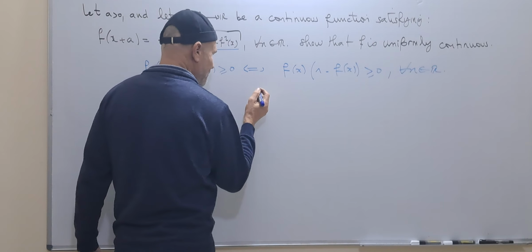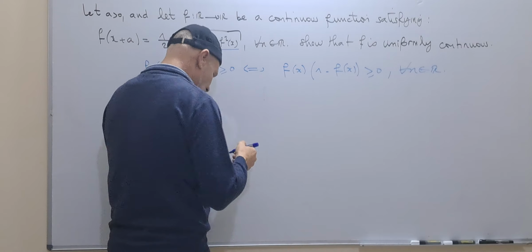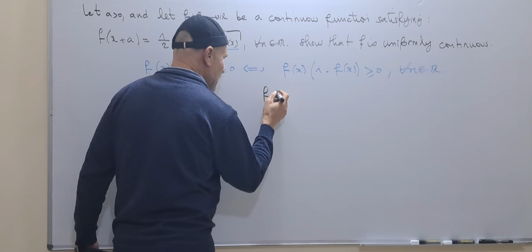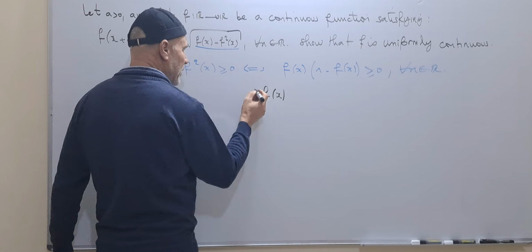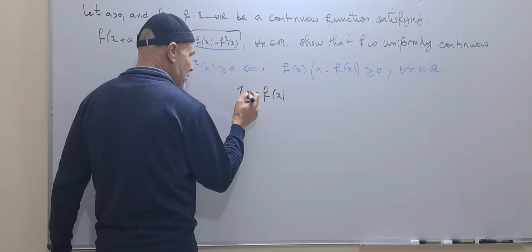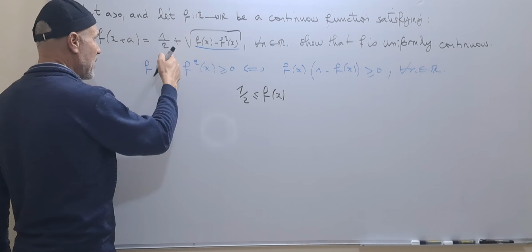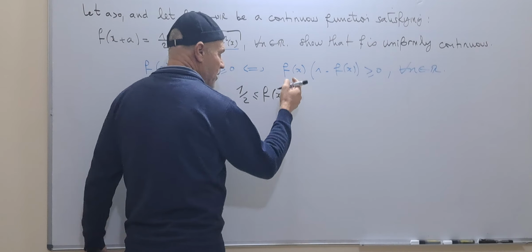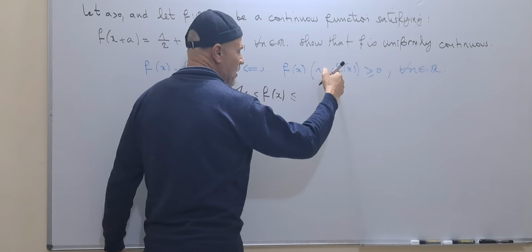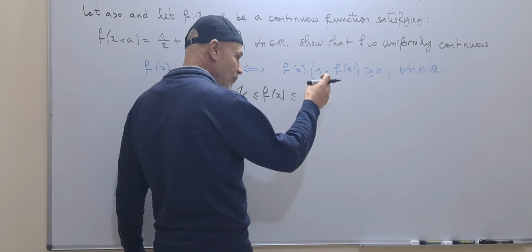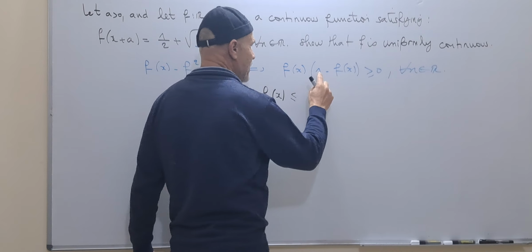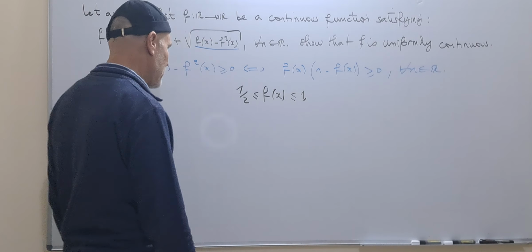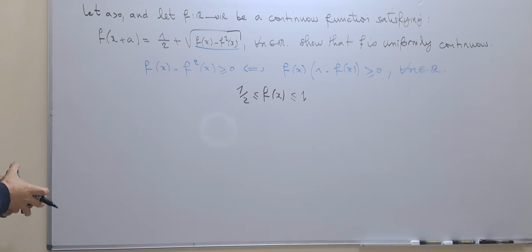From this, f of x is greater than or equal to, more precisely, 1/2. Why? Because of this 1/2 and the square root being positive. And since f of x is positive, 1 minus f of x should be greater than or equal to 0. This means that 1 is greater than or equal to f of x, so f is less than or equal to 1.